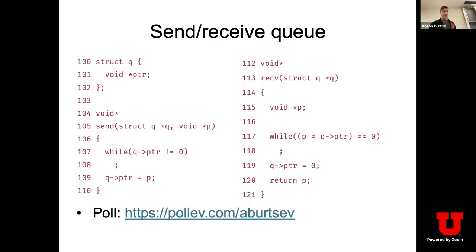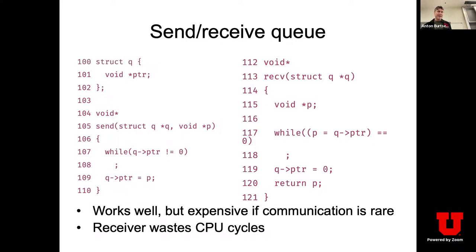Okay, so on the poll, we agree that it will run. What's not ideal about this design is the following. If communication is rare, which means you only occasionally send something, the receiver will be spinning here in this loop, wasting its own time cycles, doing nothing, right? A more meaningful design choice would be to release the CPU and let the other program run.